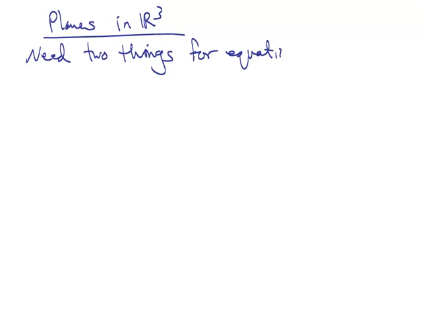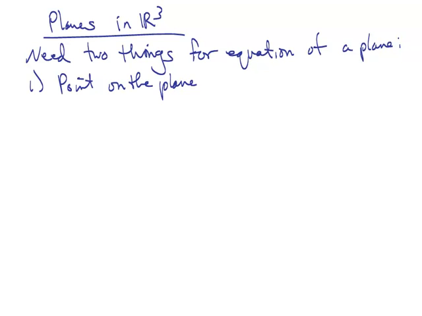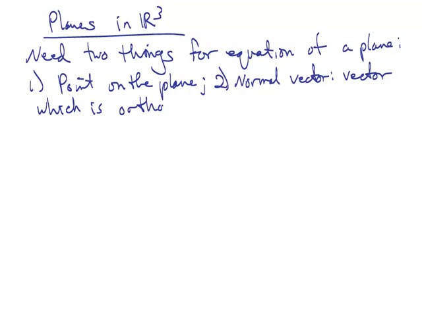And one of those things is, of course, going to be a point on the plane. Any point will do. Doesn't have to be a particular point. That shouldn't be too hard. There's infinitely many of them. And the second thing we're going to need is what we call a normal vector. And that is to say a vector which is orthogonal to the plane. Again, any vector which is orthogonal or perpendicular to the plane will do.